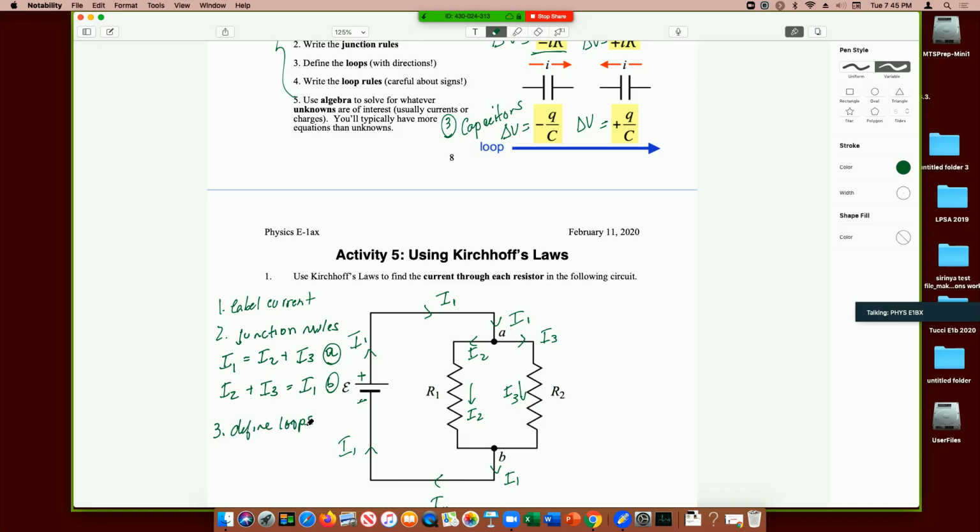This is the tricky part. So let's use different colors. How many different loops do you think there are? A loop is kind of just a path. Think of an individual electron or charged particle moving through this. How many different ways could it move through?